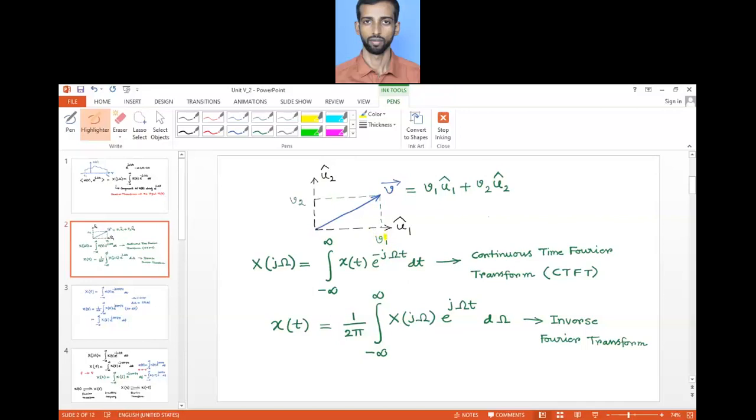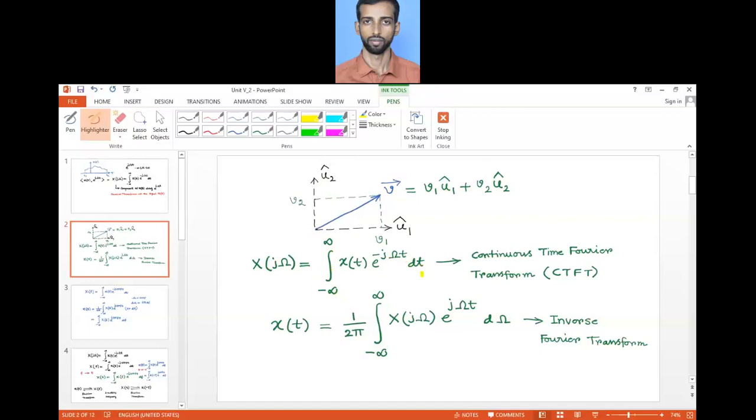If we know the corresponding components, and if you know the basis vectors through which these components are derived, we can very easily reconstruct the vector v by virtue of v1 u1 plus v2 u2. This v1 is the component of v along u1, and v2 is the component of v along u2. So the expression that we have just now derived, X of j omega, is equal to the integral from minus to plus infinity of x(t) e to the power minus j omega t dt.